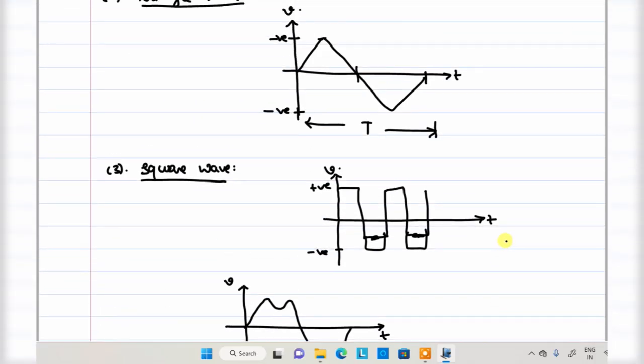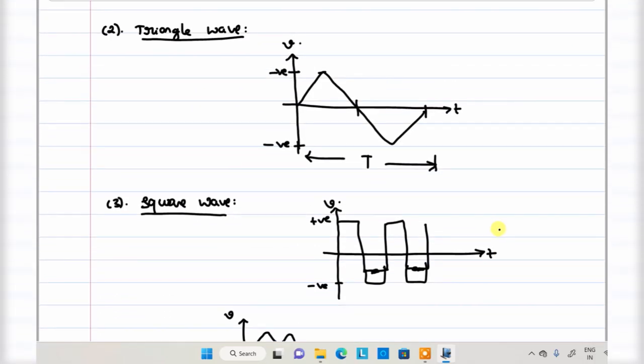I hope everyone is clear about the introduction, the different types of waveforms, and the different types of power supply, like AC power supply and DC power supply. We have some drawbacks of DC. We discussed that if it is connected to a transformer, it is going to be burned. So that's why we are going to study alternating waveforms, AC fundamentals, everything. In the next class, we are going to discuss the basics of the AC generator.